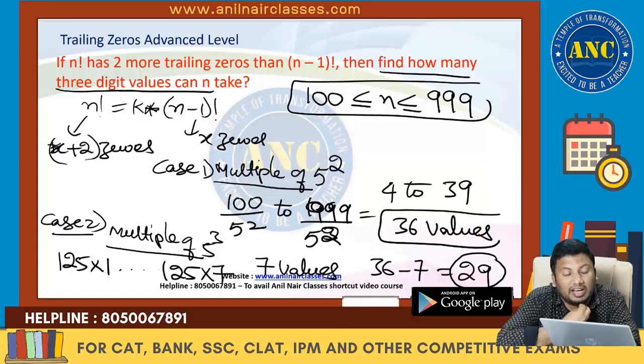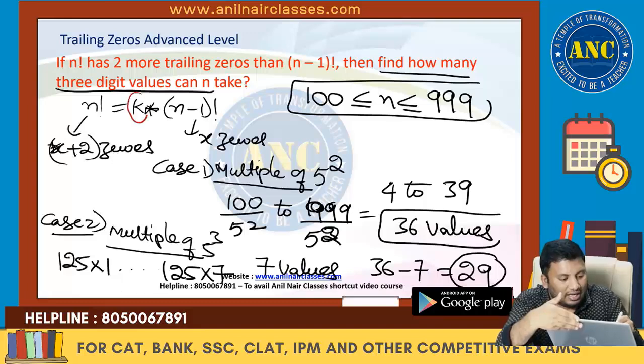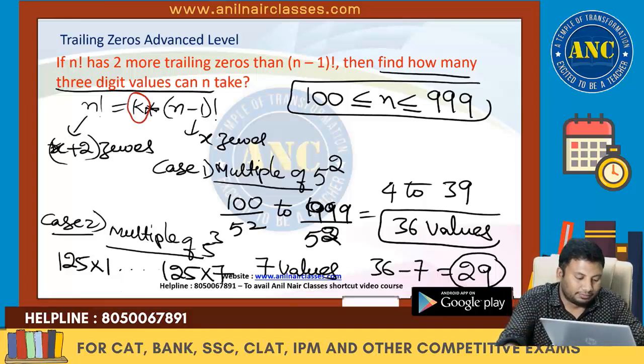I hope the idea is clear. N factorial has got 2 more zeros because of that k. K should be a multiple of 5 square, but not a multiple of 5 cube. I hope the idea is clear.